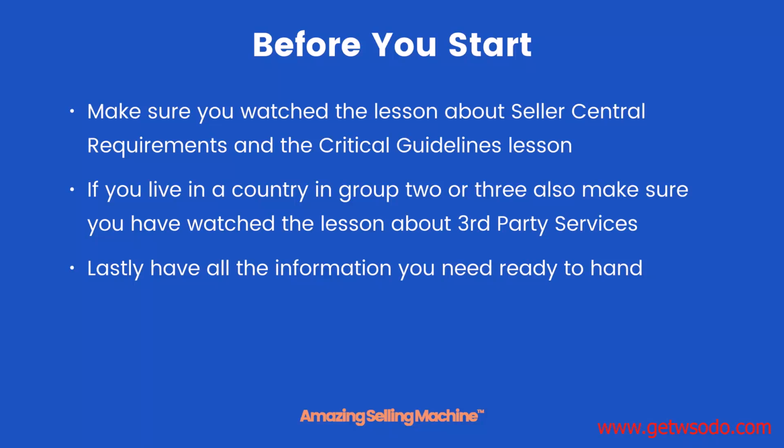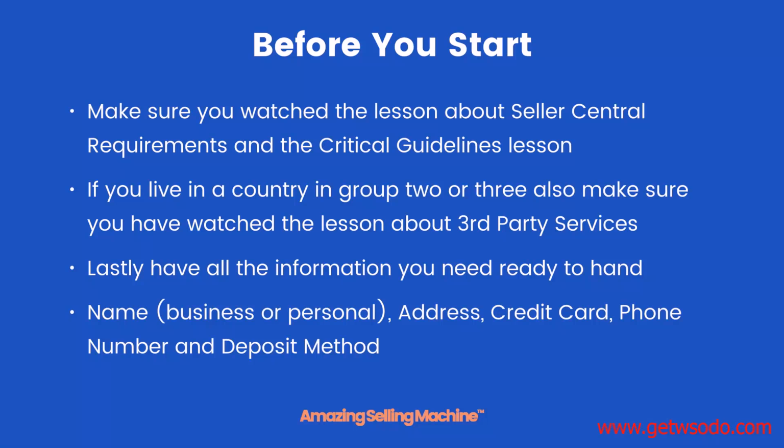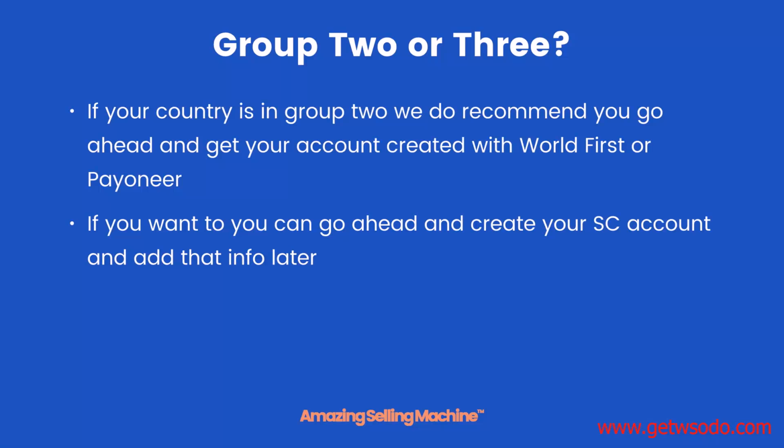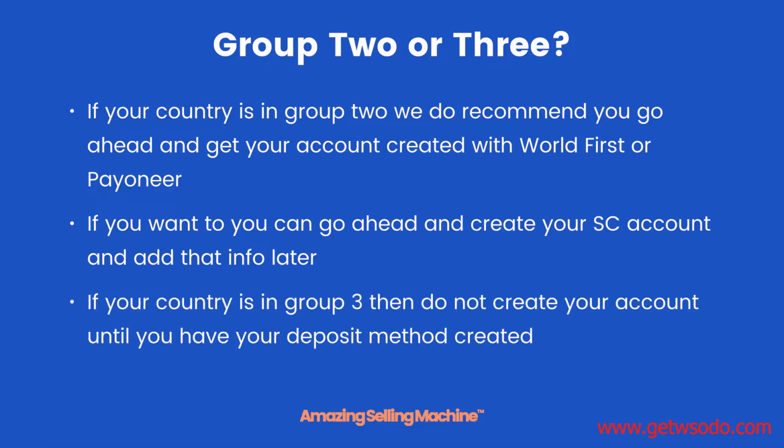Lastly, have all the information you need ready to hand. You need your name, whether it's business or personal, your address, your credit card, phone number, and deposit method. If your country is in group 2, we do recommend you go ahead and get your account created with World First or Payoneer. However, if you want to, you can go ahead and create your Seller Central account and add that information later. If your country is in group 3, then do not create your Seller Central account until you have your deposit method created.